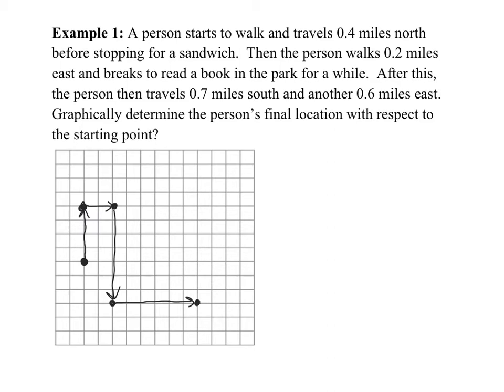I want to know, graphically, the person's final location with respect to the starting point. What does that mean? Final location with respect to the starting point. How far from the starting point? And vectors: how far and its direction. So let's connect beginning to end and call that R. That's my resultant right there.